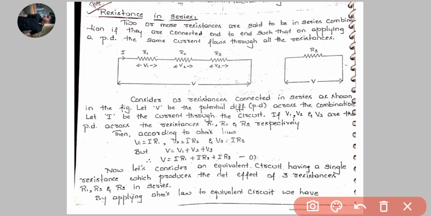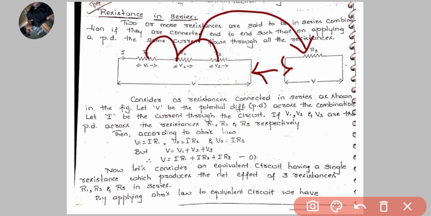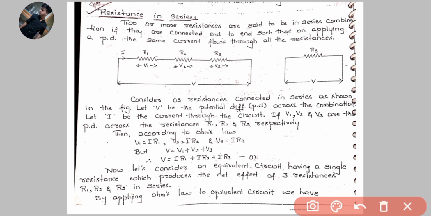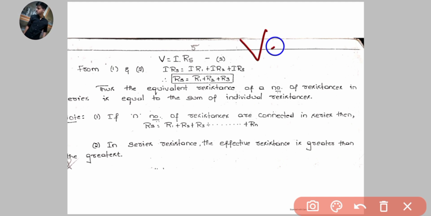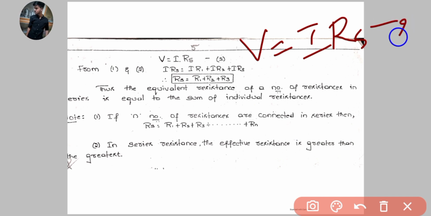After that, let us consider an equivalent circuit with a single resistance which produces the net effect of the three resistances R1, R2 and R3 in series. Let us consider an equivalent resistance which has the capacity of R1, R2 and R3 within it. This is the equivalent resistor which has the capacity of R1, R2 and R3. By applying Ohm's law to the equivalent circuit we have, V is equal to I into Rs. Call this equation number 2.